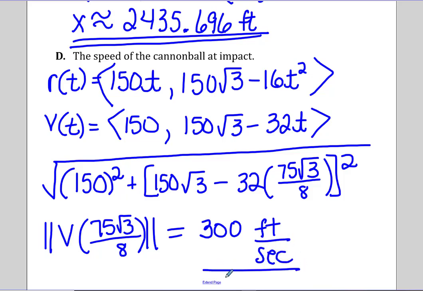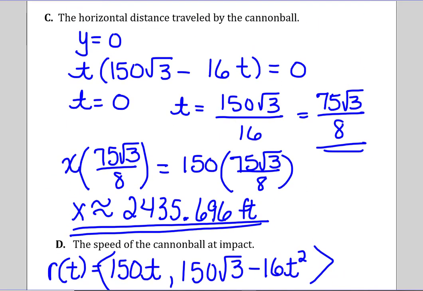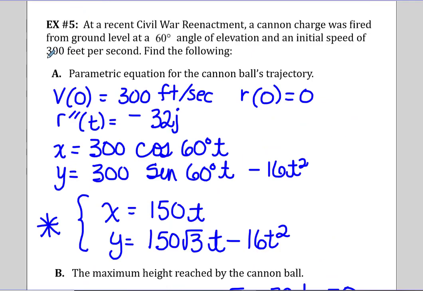Now, how did we know that? Must be magic, of course. The initial velocity, didn't they tell us that? Yes, 300 feet per second. So we should expect that to be the speed at impact as well. And our mathematics proved correct. That's lesson 4. Two more to go in this unit.